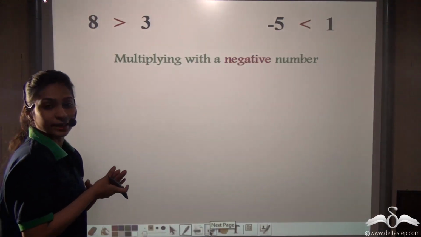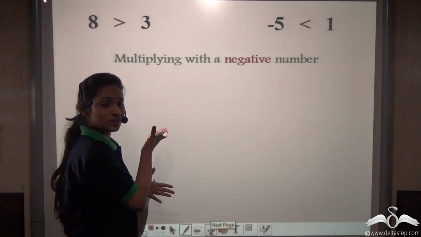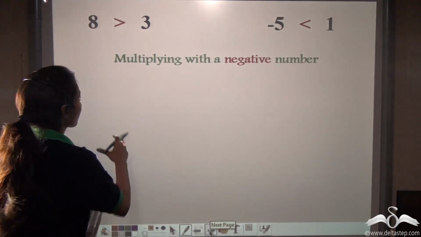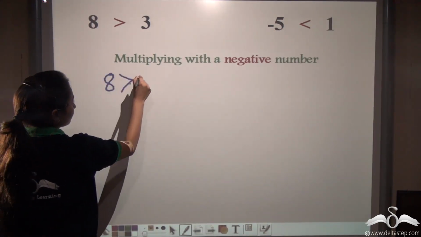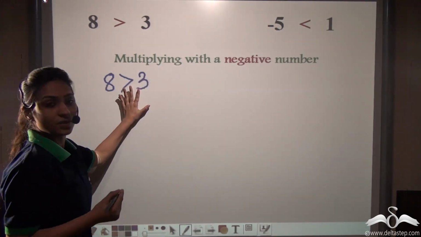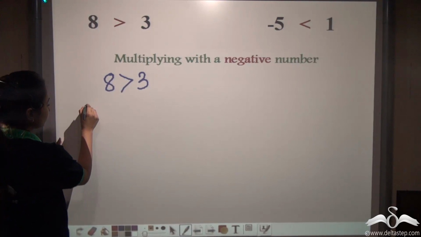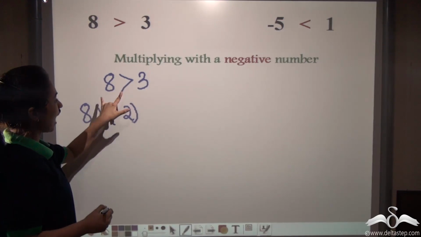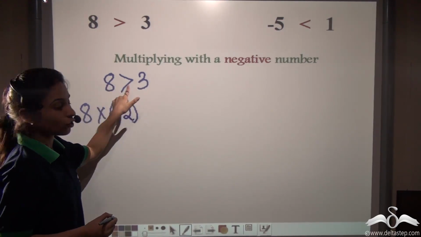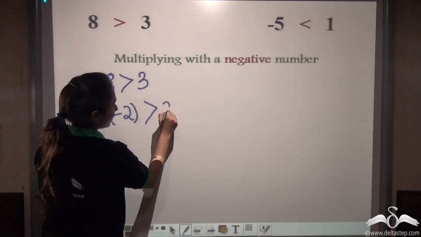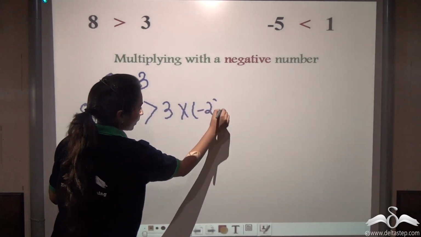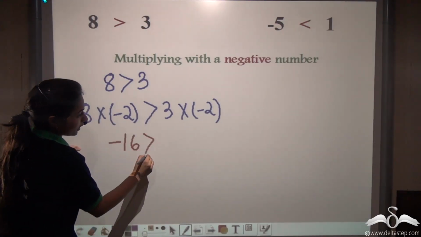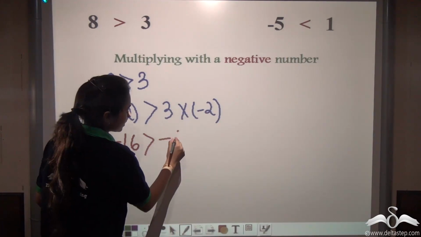Now multiplying with a negative number. Will it give us the same results, just like adding and subtracting a positive and a negative number? Let us see. 8 is greater than 3. Let us multiply both sides with a negative number, say minus 2. 8 into minus 2, greater than 3 into minus 2. What do you get? 8 into minus 2 is minus 16. Greater than 3 into minus 2, that is minus 6.